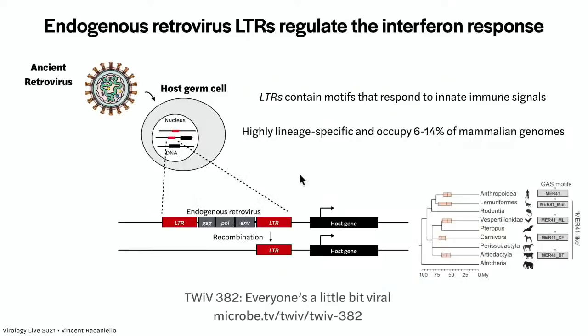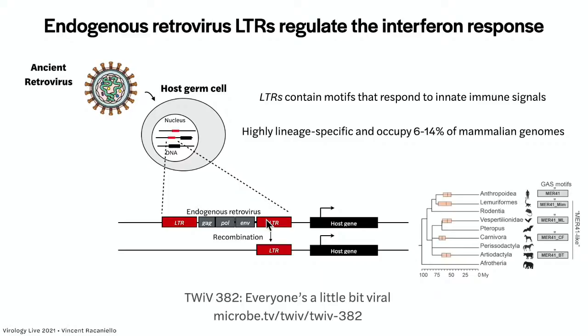Here's another story of exapted viral genes. You remember endogenous retroviruses, right? The remnants of old retrovirus infections in our genomes, integrated in our germline, they're called endogenous retroviruses. They have LTRs, gag, pol, env. In the human germline, we have many of these, but they don't make infectious particles. Over time, the LTRs of these ERVs have been repurposed to serve as promoters for ISGs.